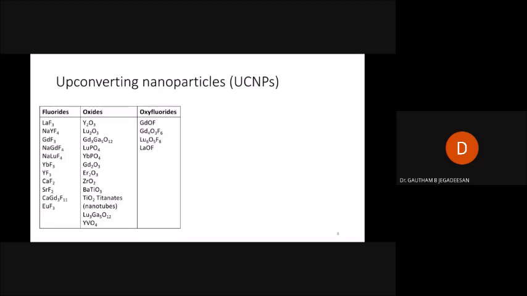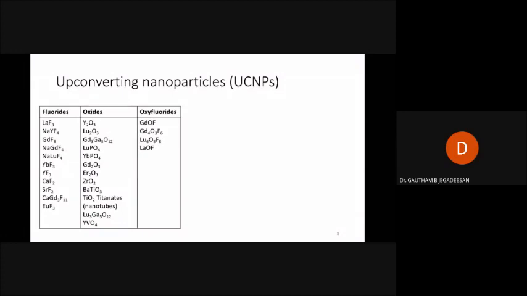So the various types of upconverting nanoparticles: there are fluorides-based, oxide-based, and oxyfluoride-based upconverting nanoparticles. These are all only host. We need to introduce a guest molecule, guest elements, which is nothing but rare earth elements. We can introduce a single rare earth element or multi-rare earth elements to give the upconversion. The color of the upconversion depends on the amount of guest you introduce, also the number of guest elements you introduce into the host crystal.